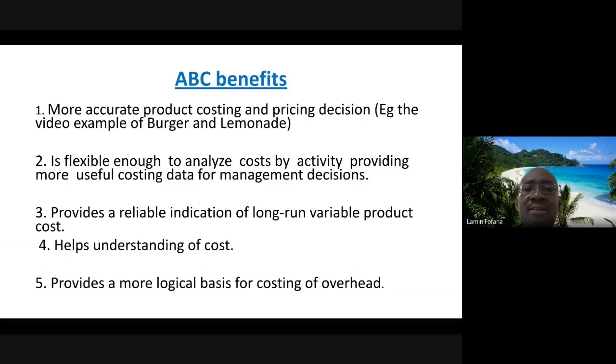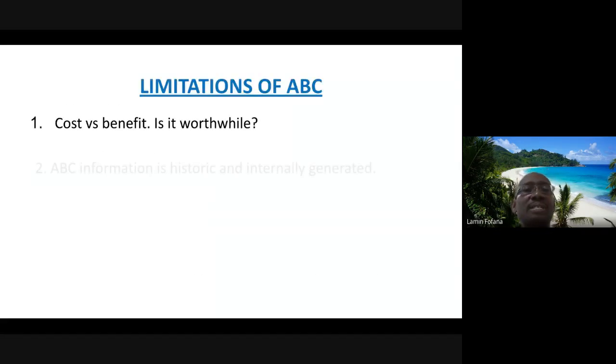So it provides a reliable indication of long-run variable product cost. It helps in understanding cost because you will break the cost into their various facets. So it provides a more logical basis for costing of overhead. It's more logical because it is realistic. So these are some of the benefits of ABC. So limitations?